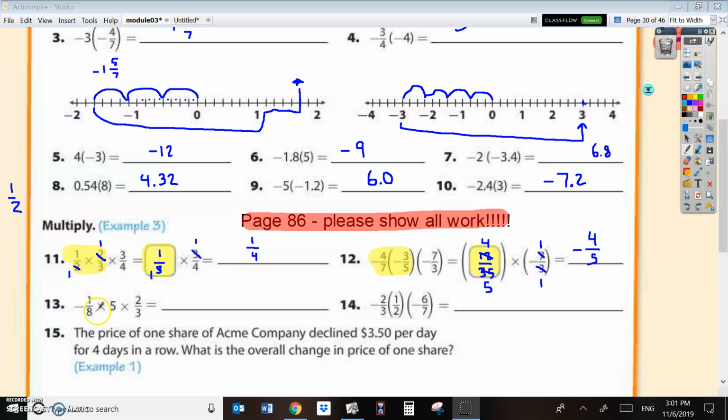Problem 13. Whenever you have a fraction times a whole number, make the whole number into a fraction. 5 divided by 1 is 5, right? It doesn't change the value. Now, do some cross-canceling. Can you cancel 8 and 5? No. But can you cancel 8 and 2? Yes. Divide that, you get 1. 2 divided by 2 is 1. 8 divided by 2 is 4. Can you cancel 4 and 1? No. 4 and 5? No. Can you cancel 1 and 1? Nope. 1 and 1? Nope. 3 and 5? No. 3 and 1? No. So you're all done canceling. And you know you have one negative factor, so this negative is going to make this negative and this negative. Negative 1 times 5 is 5. 5 times 1 is 5. 4 times 1 is 4. 4 times 3 is 12. Negative 5 over 12.